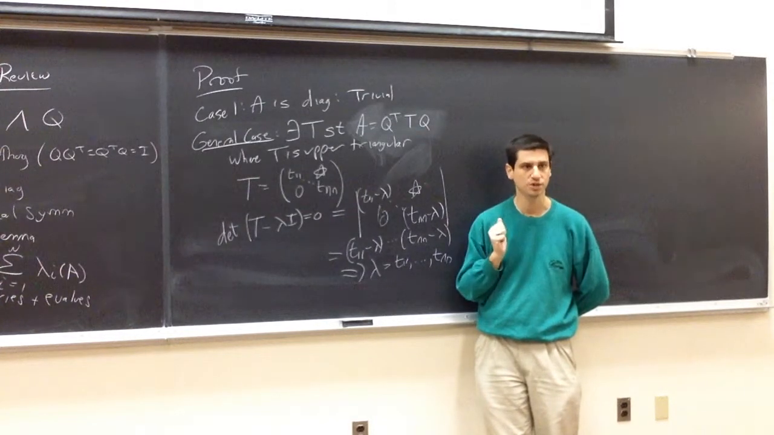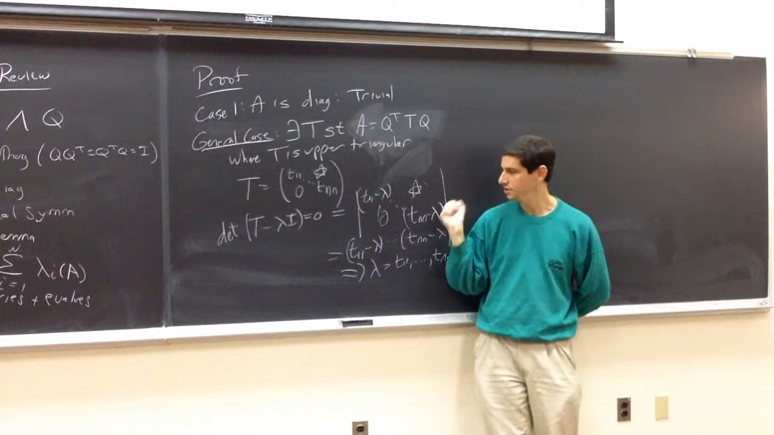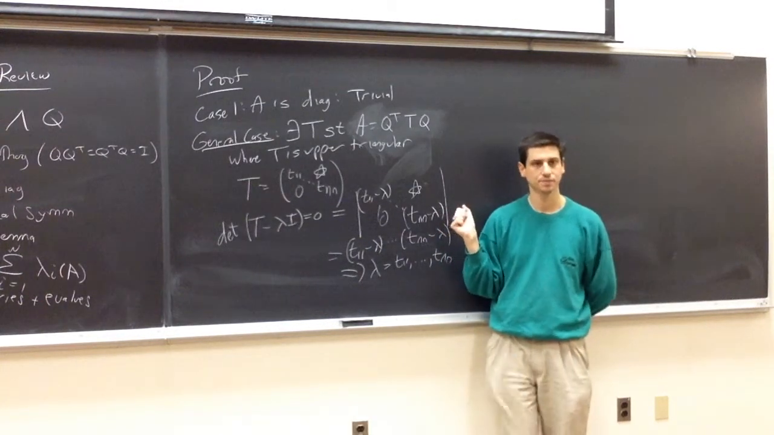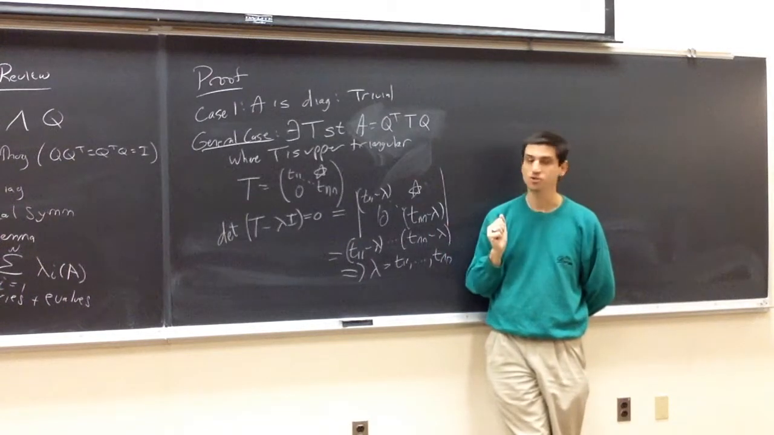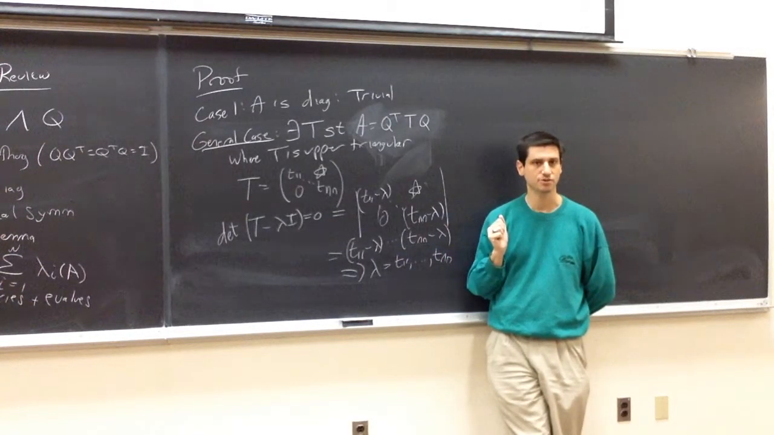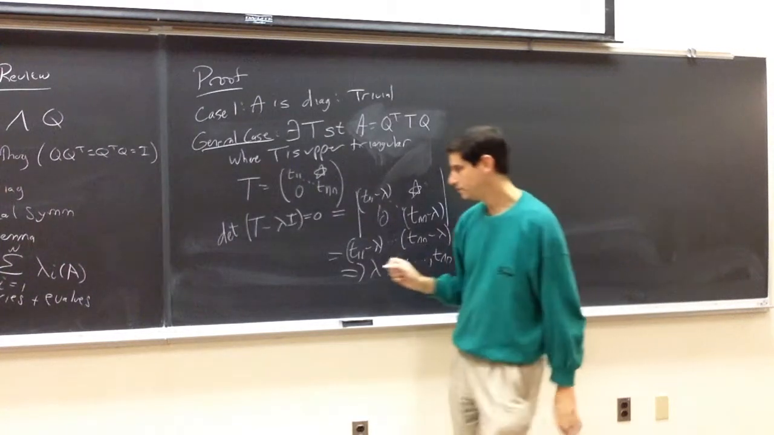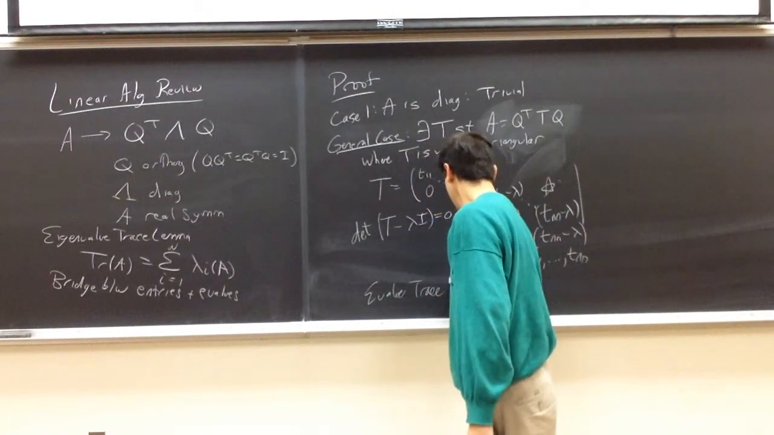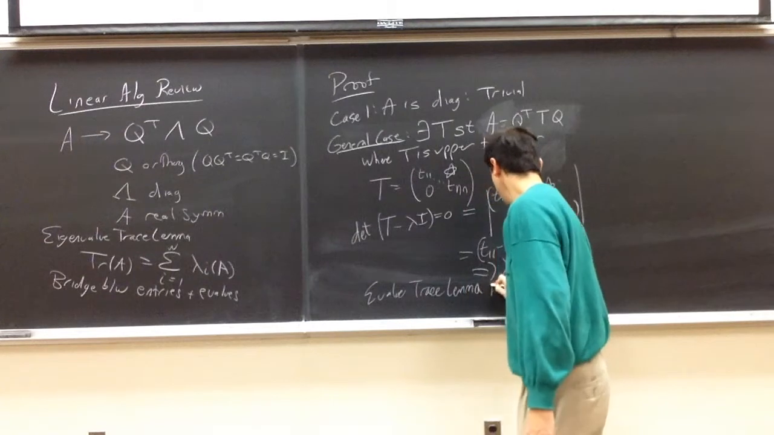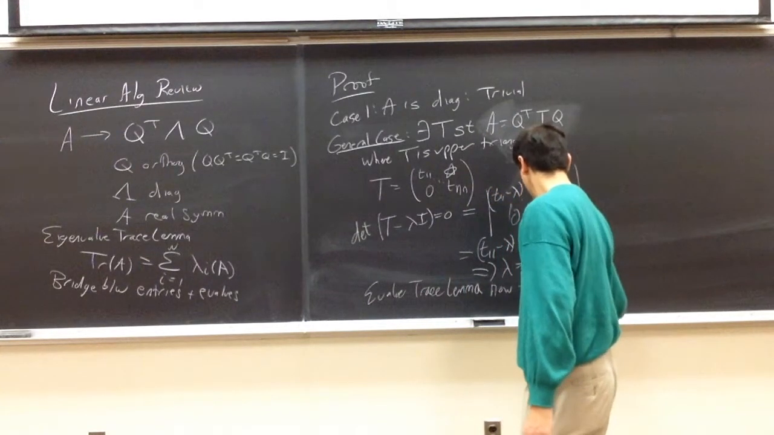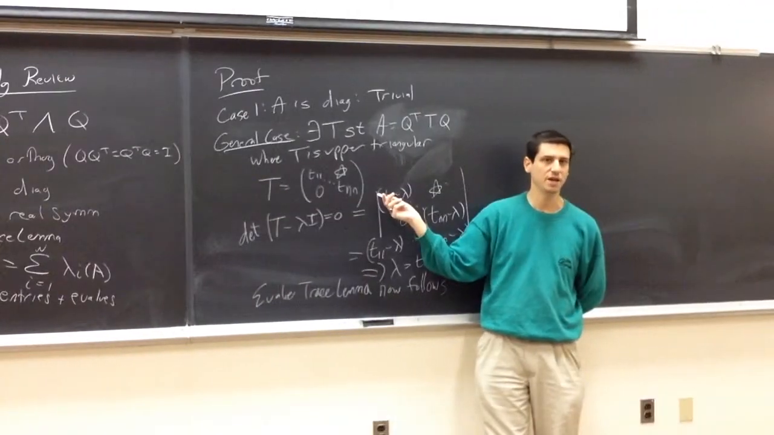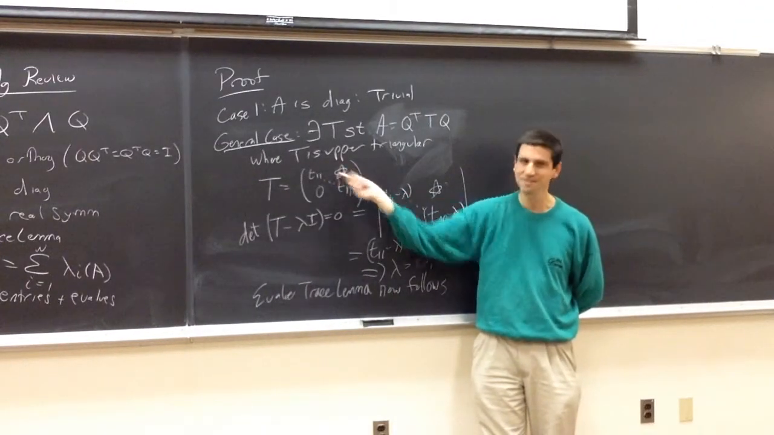The eigenvectors are a little bit more work to find, but we don't really care about the eigenvectors for this problem. We only care about the eigenvalues. If I know my matrix is upper triangular, is it easy to prove the eigenvalue trace lemma? Yes. So the eigenvalue trace lemma follows. The reason it follows is the trace is the sum of the main diagonal, and the sum of the eigenvalues is the main diagonal.